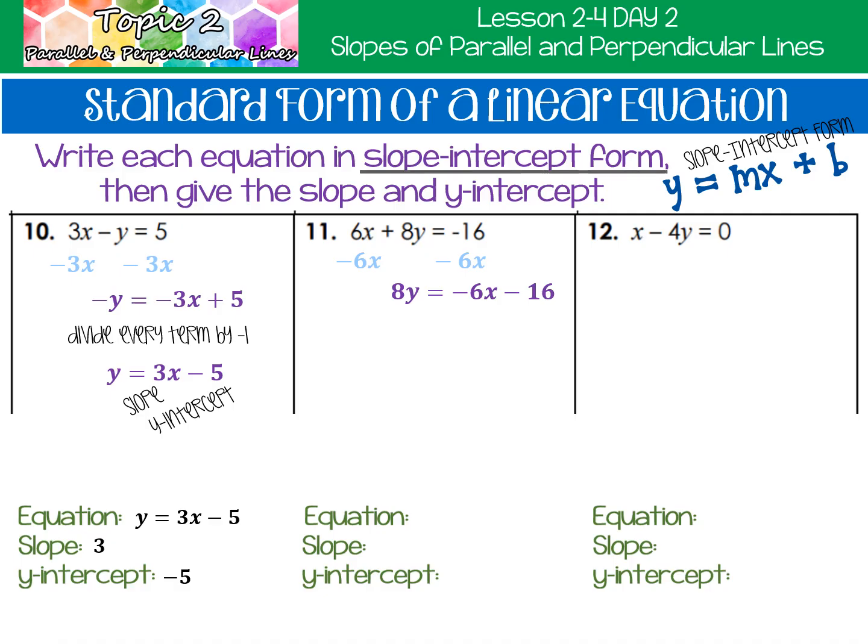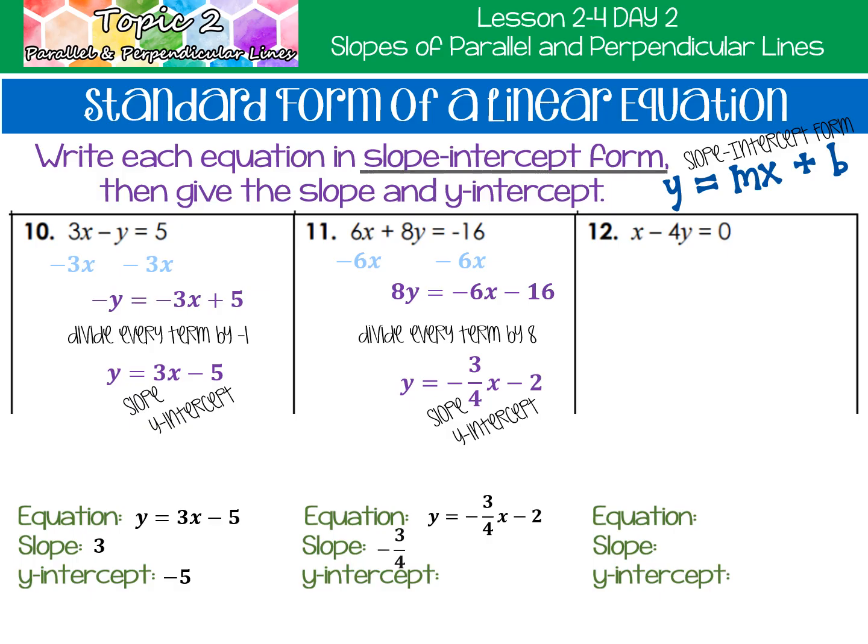In 11, subtract 6x on both sides. Bring down your 8x, put the minus 6x in front, so that's a negative 6x, and then bring down your minus 16. Don't lose that sign. Divide everything by 8. And that's okay that the negative 6 isn't divisible by 8. We're going to have a fraction, and a lot of slopes are fractions, so that's okay. y equals negative 3/4 x minus 2.